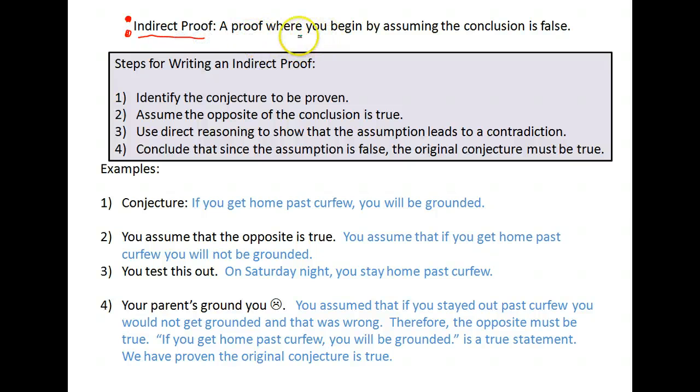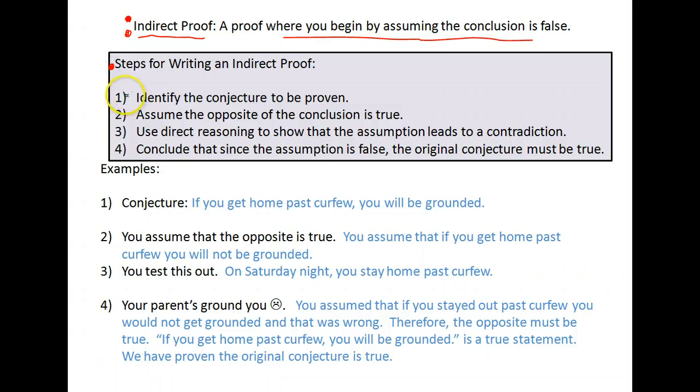With an indirect proof, instead, you begin by assuming that it's not true. And then you go through the steps to show that the fact that it's not true is not true. So it must be true. It's kind of a roundabout, backwards way. That's why it's called indirect. You're not proving it directly, you're going a roundabout way.